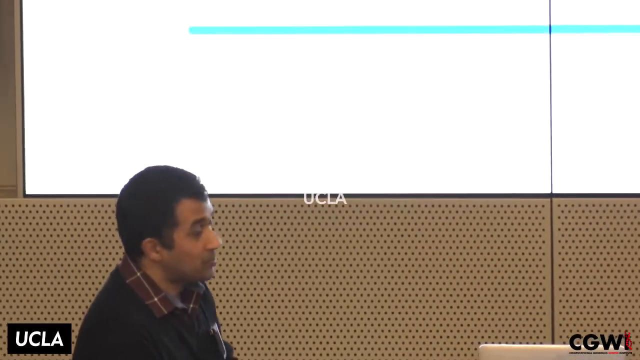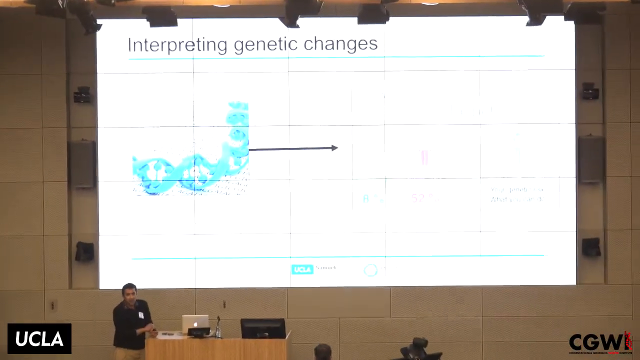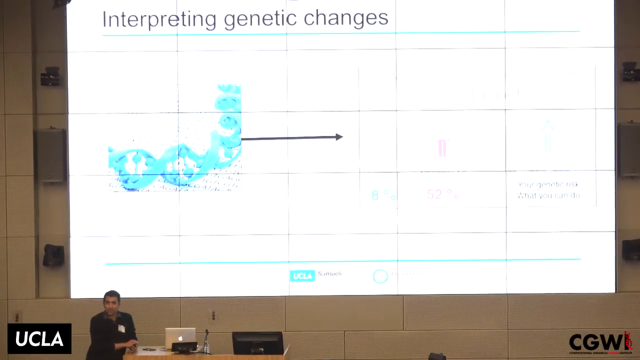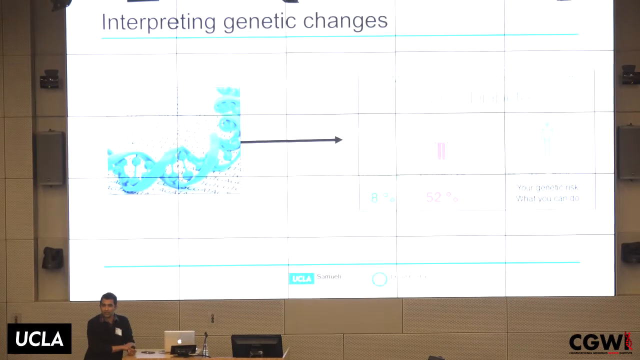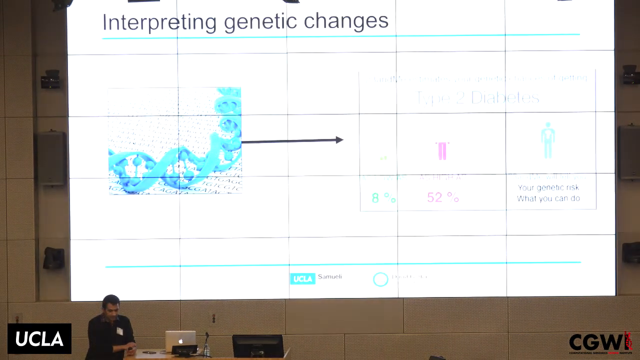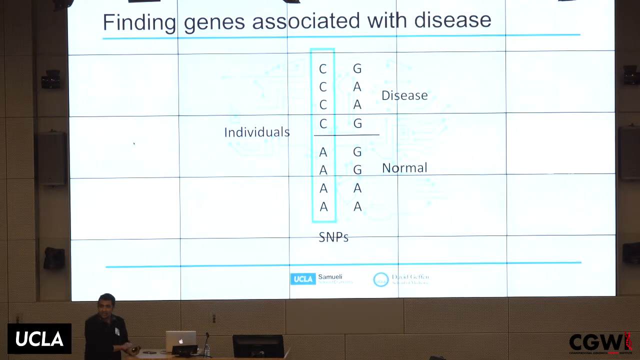So the main problem that I'm interested in is interpreting genetic variation. Given our genome, we'd like to be able to understand what are the sets of variants that are associated with a specific disease. How do you go from changes in our genome to changes in risk for diseases? One of the most successful ways of doing this that has emerged over the last decade is what's called an association study. This was something that Jonathan talked about.